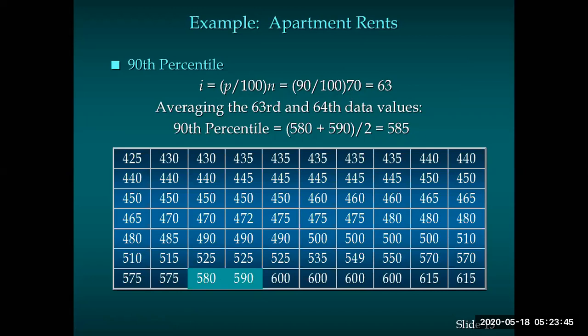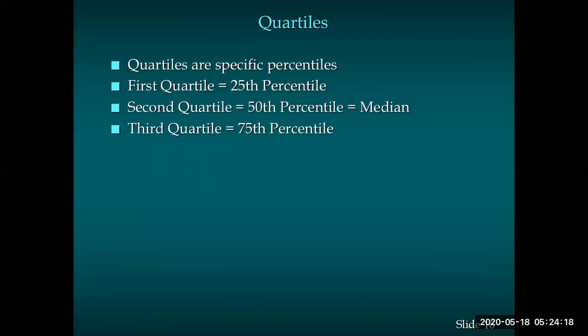Okay, now what would this 585 mean for us? This 585 would mean that 90% of the data in our distribution is below $585. 10% of the values are above $585. So you can see this 10% is to the right and this 90% is to the left. So that's the concept of the 90th percentile.